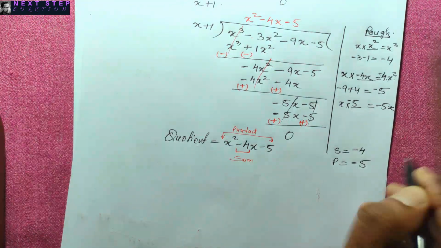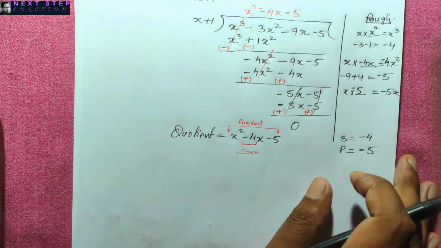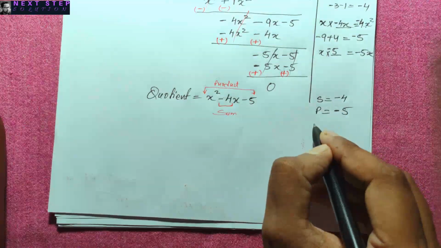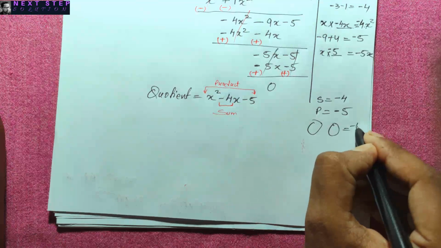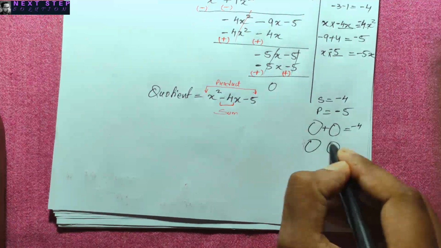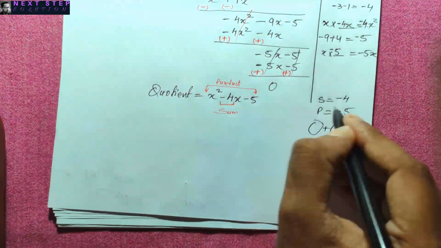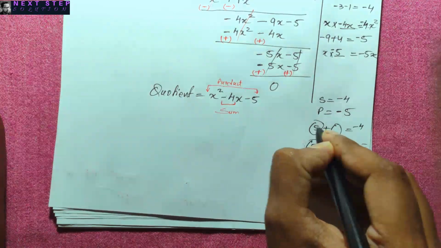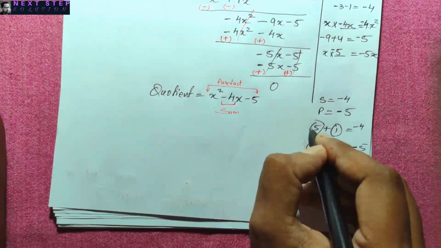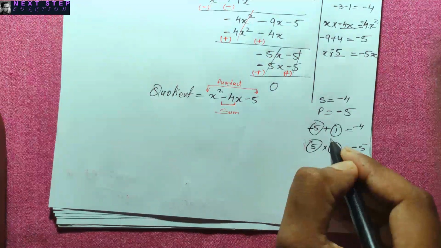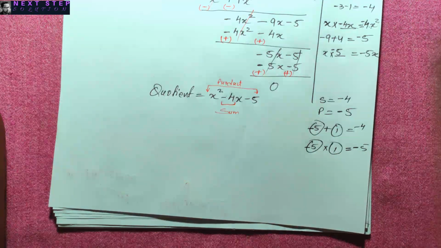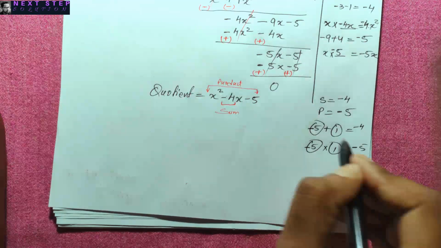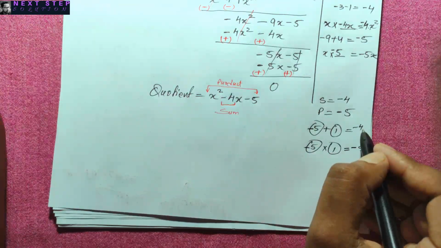That is minus 5. Now we need to take two numbers such that the sum of these two numbers should be minus 4 and the product of the same numbers should be minus 5. Now 5 comes in the table of 5: 5 ones are 5. In order to get minus 4 with 5 and 1, this 5 has to be minus 5. Minus 5 into 1 will give you minus 5. Minus 5 and plus 1 will give minus 4.